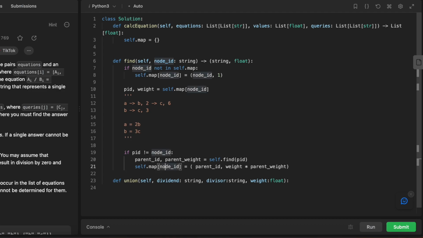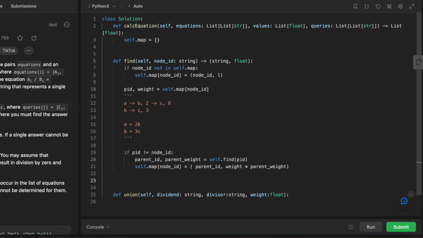So that is why we want to have a multiplication of the weight and the parent weight. So the weight here is 2 and the parent weight here is 3. Okay. And after that, we want to return the parent ID and the weight of the node ID. Okay, and that is the find function.